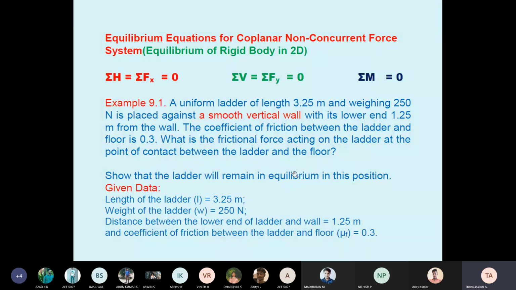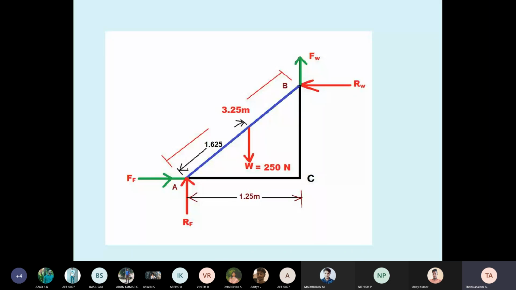Okay. Now see the diagram, you will understand. See the diagram, the statement. So I drew the colorful diagram. Here the weight is acting. Students, weight is acting at the middle of the ladder. What is the middle of the ladder? The total length given is 3.25, so 3.25 divided by 2 is 1.625 meter. So weight 250 Newton acting downward. The horizontal distance is given. What is the horizontal distance? A to C, 1.25 meter. The question itself mentions the ladder to wall horizontal distance, 1.25 meter.